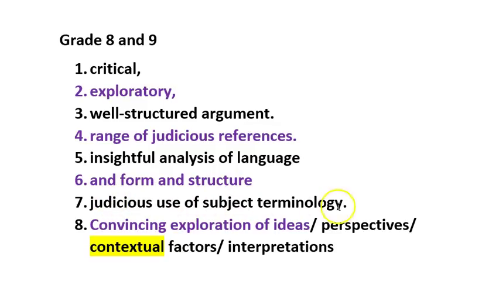Judicious use of subject terminology doesn't mean there's some kind of checklist. It just means that every time you're writing about something, you attempt to give it the correct name, the name that a student of literature would use. And then lastly, it asks you to be convincing when you're exploring these different interpretations at the beginning.